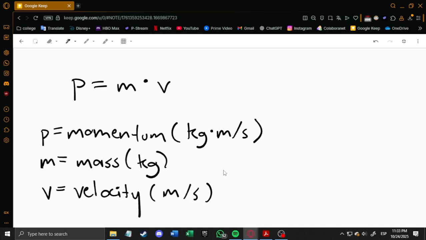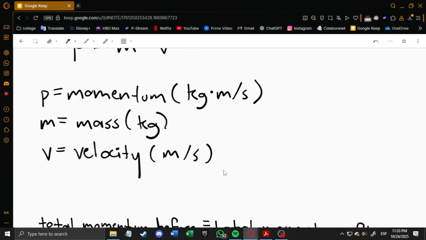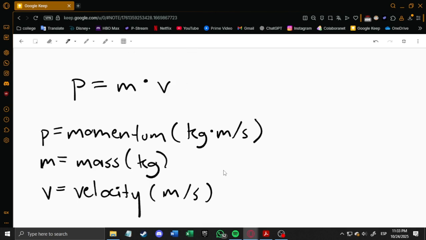So, okay, let's imagine that a small car and a truck move at the same speed. The truck has much more momentum because it has a lot more mass.